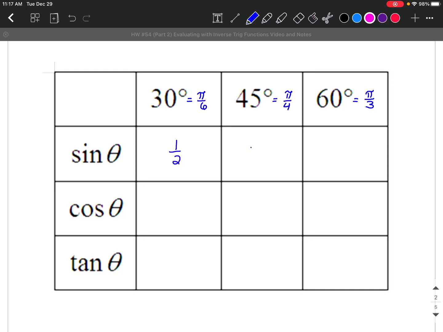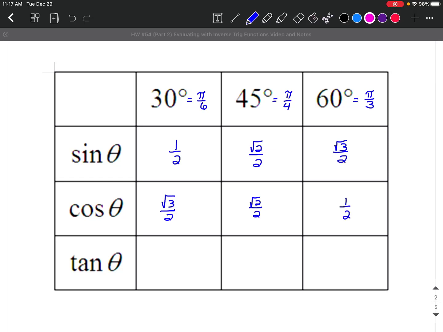Now the sine of 30 degrees, or pi over 6, is 1/2. The sine of 45 degrees is radical 2 over 2. The sine of 60 degrees is radical 3 over 2. Remember, cosine is backwards, so the cosine of 30 degrees is radical 3 over 2. The cosine of 45 degrees is radical 2 over 2, and the cosine of 60 degrees is 1/2.